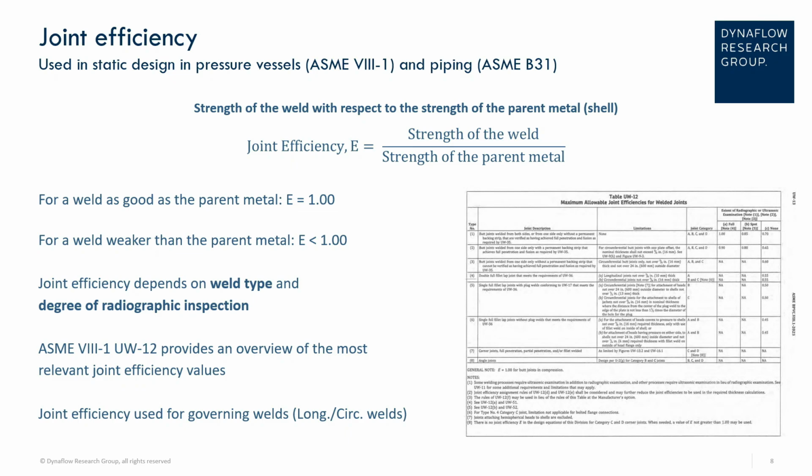The joint efficiency depends on the weld type and the degree of radiographic inspection. Within the ASME Boiler and Pressure Vessel Code Section 8 Division 1, Table UW-12 provides an overview of the most relevant joint efficiency values. It must be noted that the joint efficiency must be used for governing welds only.